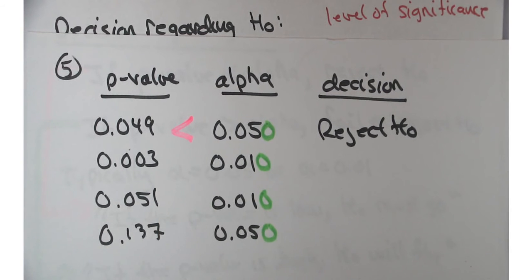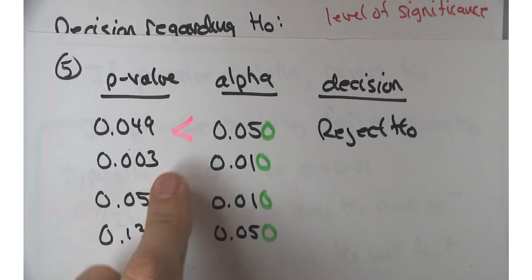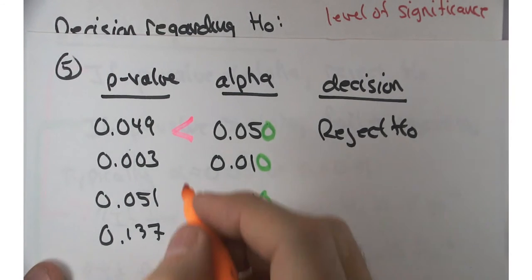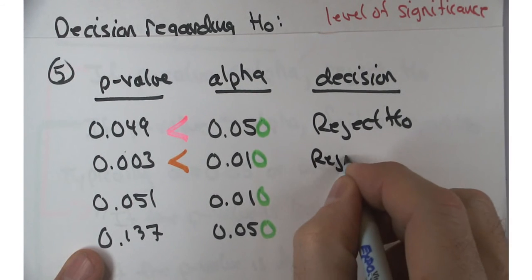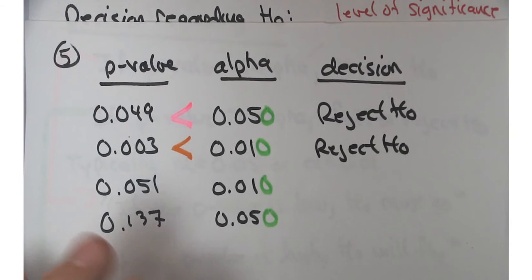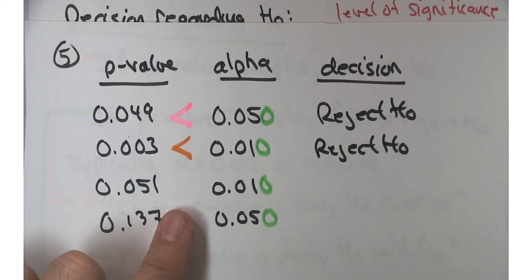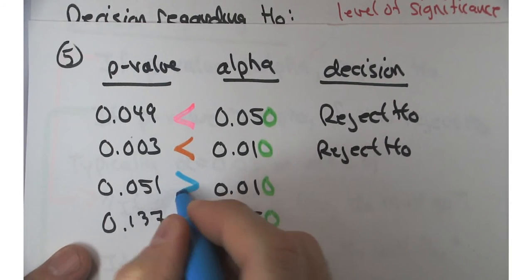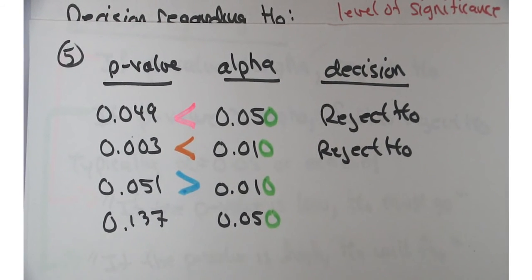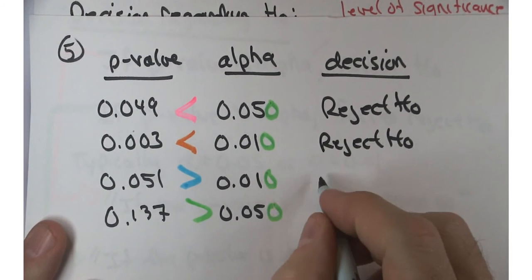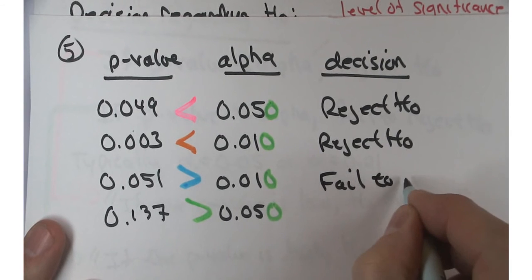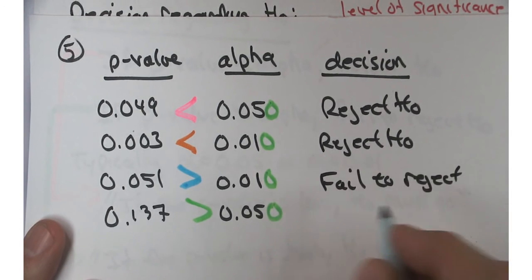How about the next one? Reject or fail to reject? Reject. Good. So once again, this is smaller, so you're going to reject H naught. How about this next one? Reject or fail to reject? Fail to reject. Good. This is greater than this. In fact, that's true in the last two of these. So you're going to fail to reject in both cases. Fail to reject and fail to reject.